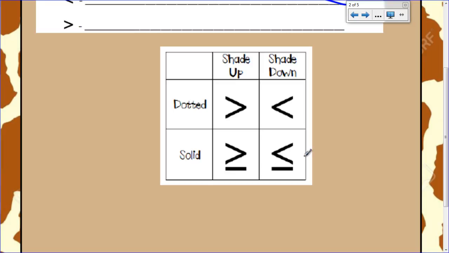Then the shading, because we always have to be able to shade where our solutions are. If it happens to be a greater than symbol, then you will shade up or above the line. And then if it's a less than symbol, you will shade down or below the line. And we're going to practice this, but this is a good reference for you to keep in front of you every time you're doing something with inequalities.